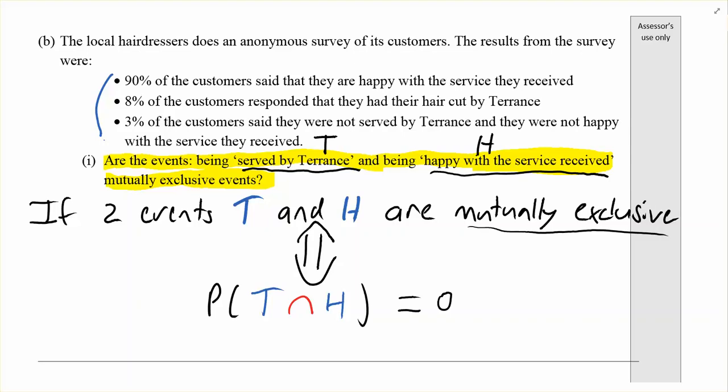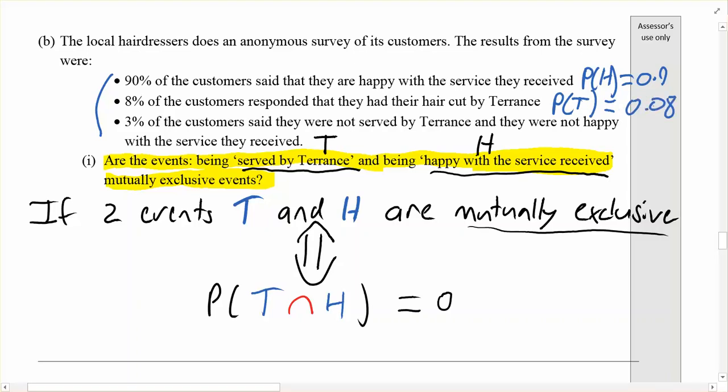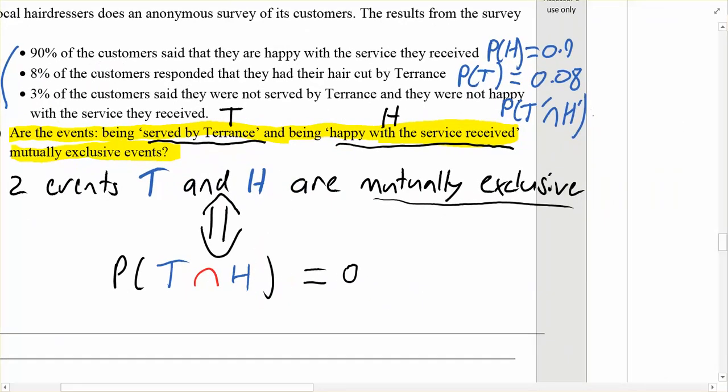90% of the customers said that they were happy with the service they received. So probability of H is 0.9. 8% of the customers responded that they had had their hair cut by Terence. So probability of T is 0.08. And 3% said they were not served by Terence and were not happy with the service they received. So probability of not T and not H equals 3%, 0.03.